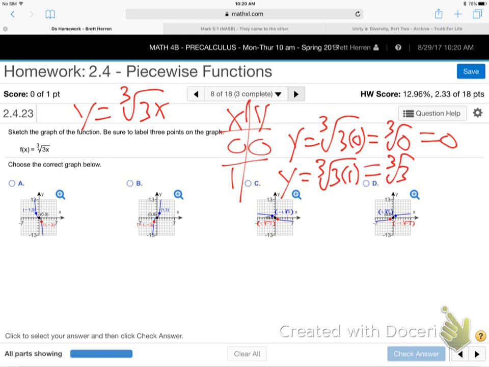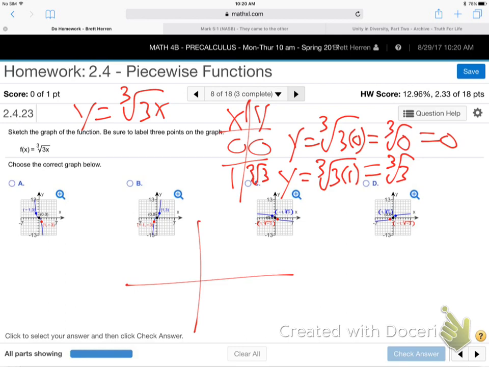You could use your calculator if you want and get the number. It doesn't really matter on this one. I'll just leave it cube root of 3. It's 1 point something. Anyway, which one of those graphs, they're so tiny, I can hardly see them. Cube root of 3.